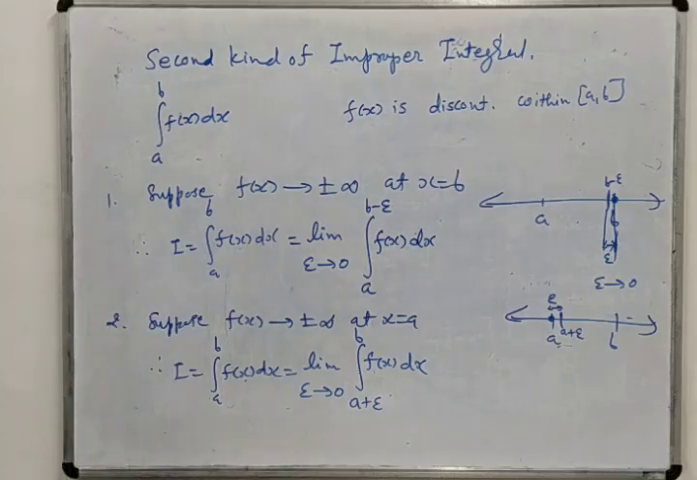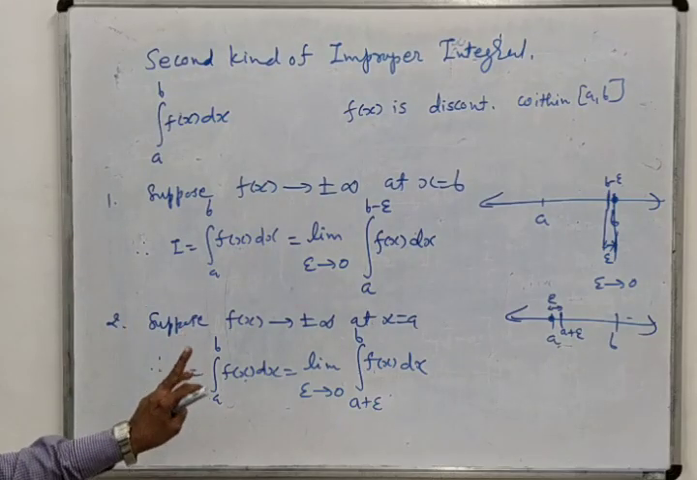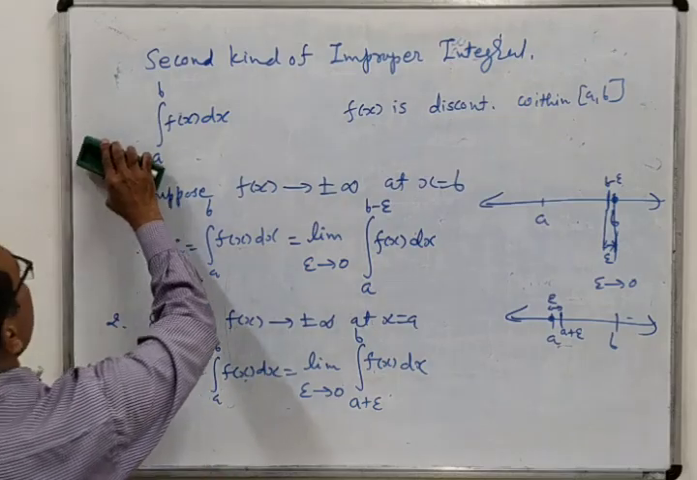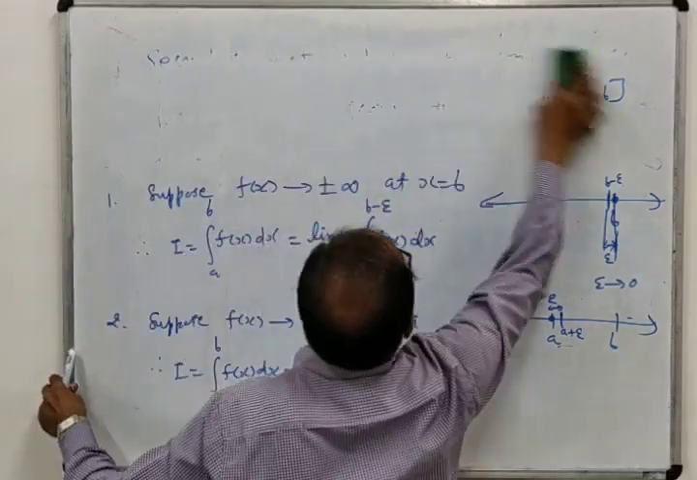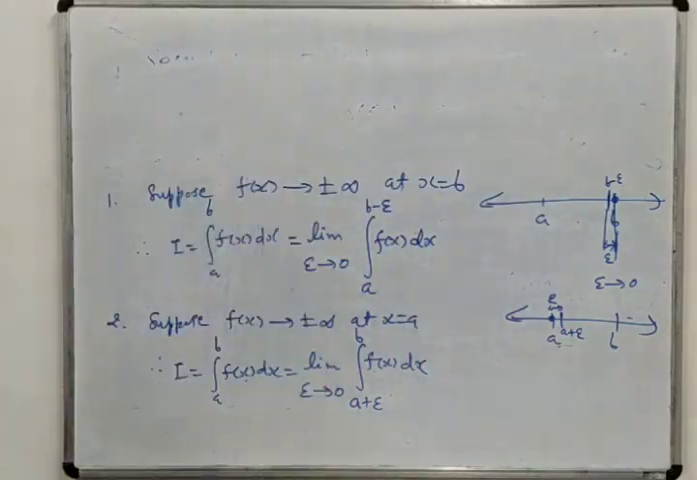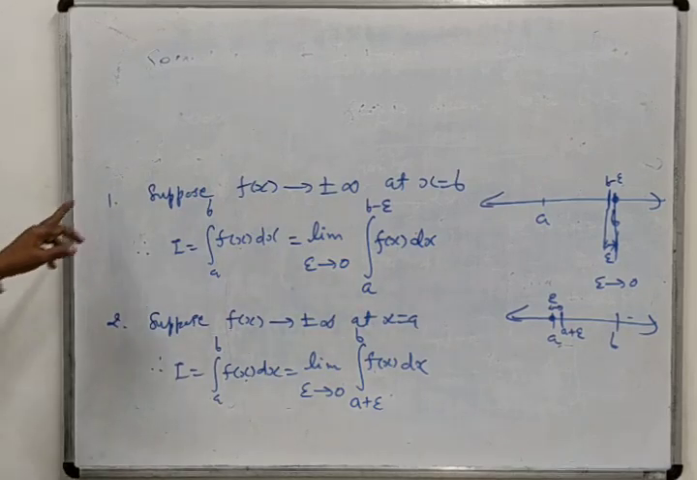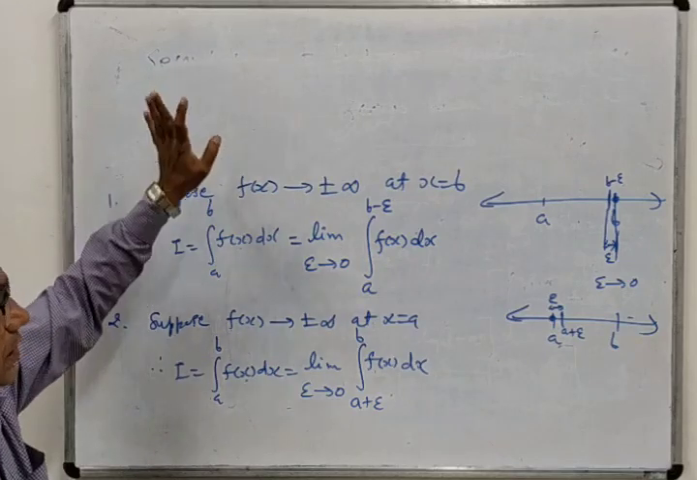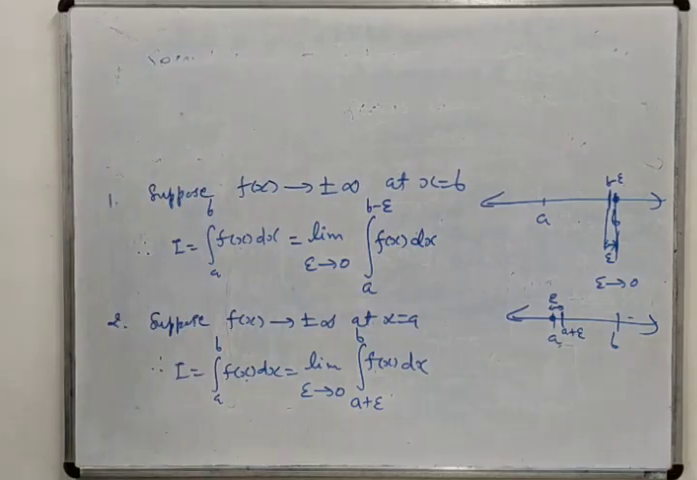Okay? Have you understood this? So in this way we can do it. The third type we will see in the next lecture. Till now I have just given you the idea of second kind improper integrals; we will see more in the next lecture. Till then you can solve the examples yourself.